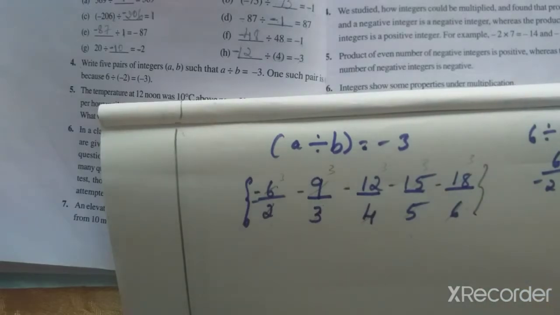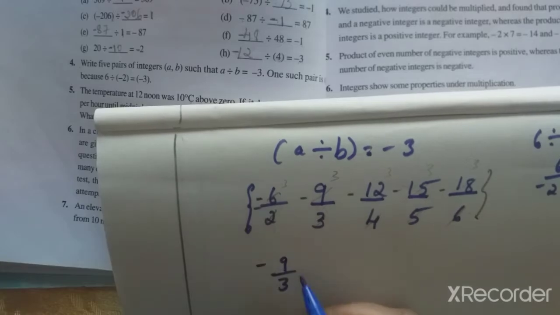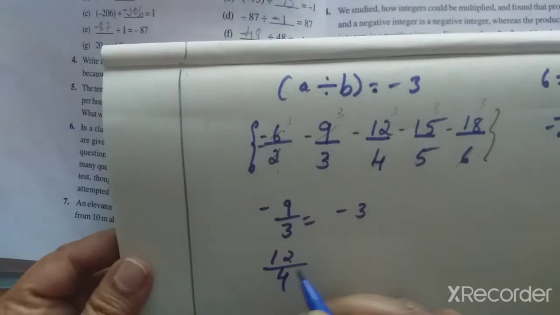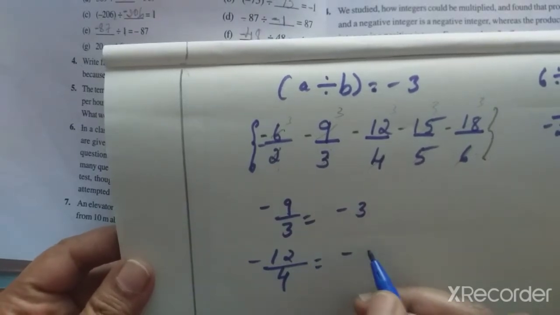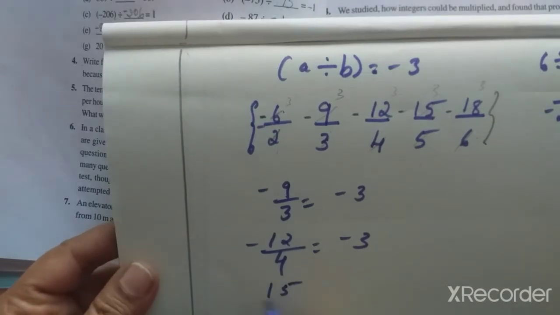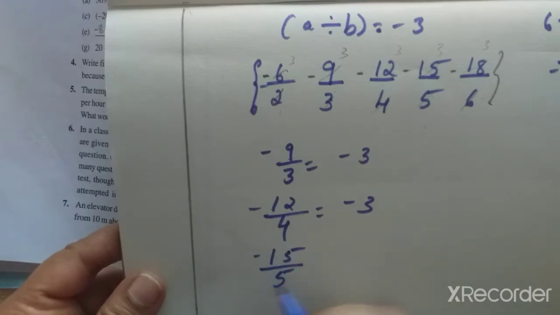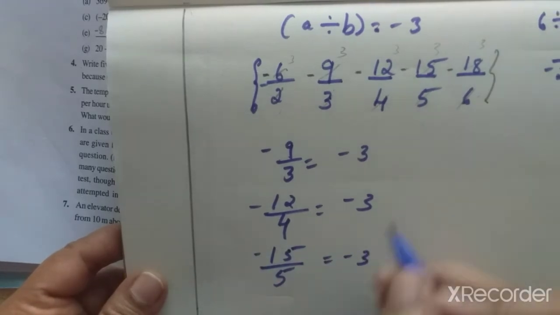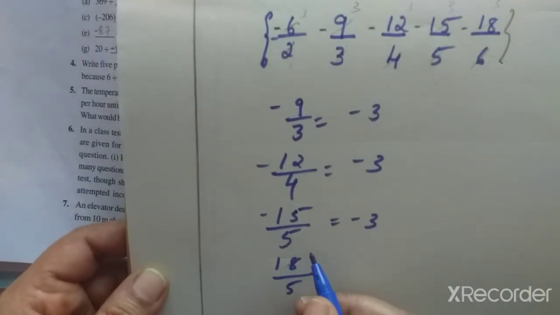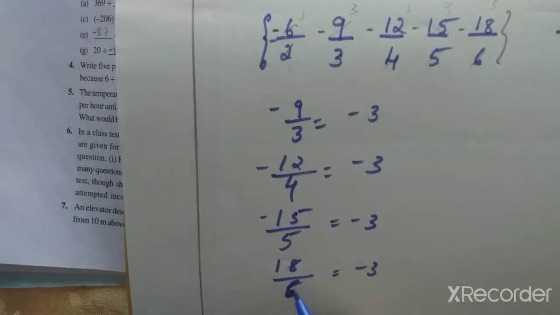So what are the pairs of numbers? The pair is minus 9 by 3. The answer is minus 3. Then 12 by 4, which means minus 3, since 4 ones are 4 and 4 threes are 12. Then 15 by 5. 5 ones are 5, 5 threes are 15, with the minus near or anywhere. So minus 3. Then 18 by 6. 6 ones are 6, 6 threes are 18.